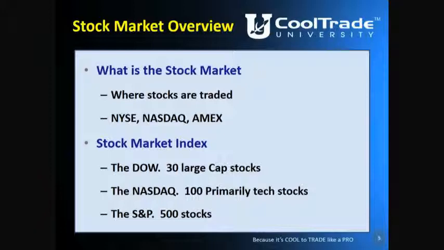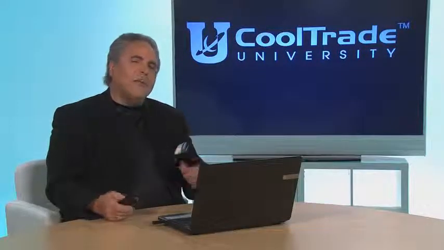And one of the broadest markets is the S&P 500. The Dow is really only covering 30 stocks. The NASDAQ's covering 100 stocks. The S&P 500 is covering 500 stocks. So each one is a little bit more broad, yet I want you to get a feel for where these came from.